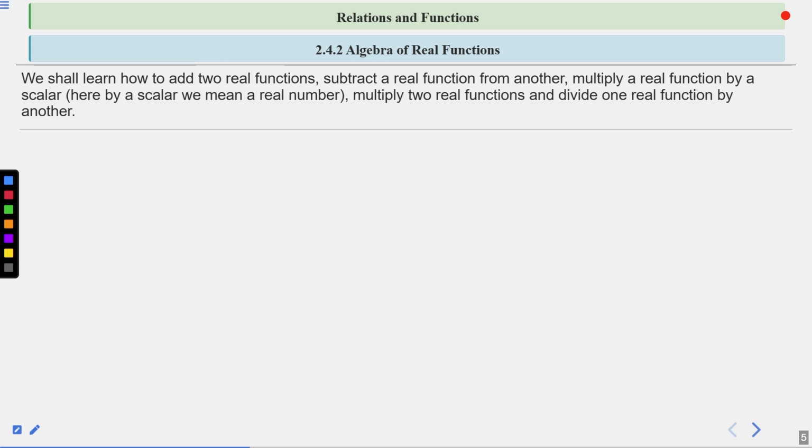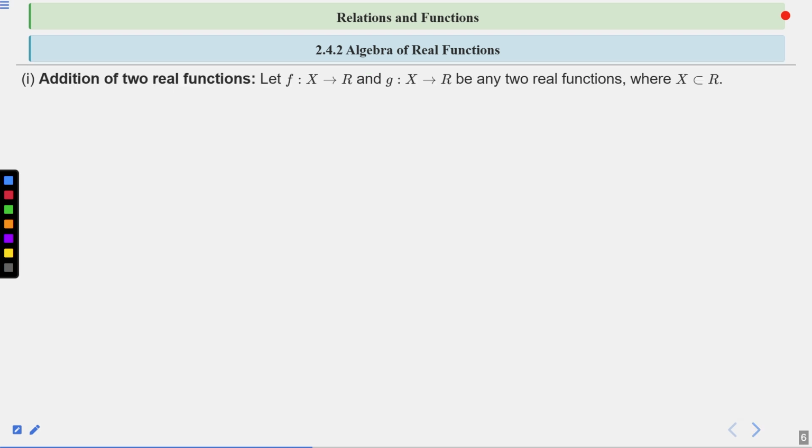Now, starting with the algebra of real functions. Quite simple. In this, we are going to learn how to add two real functions, or subtract, or multiply, or divide one real function by another. We will be going to learn all that.